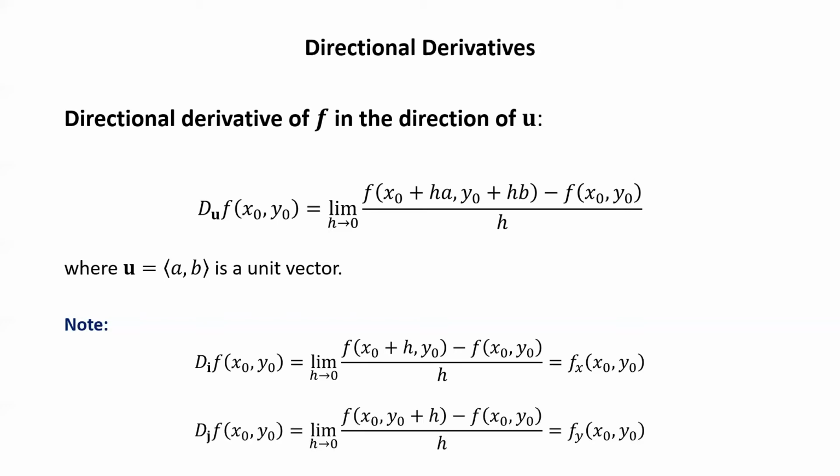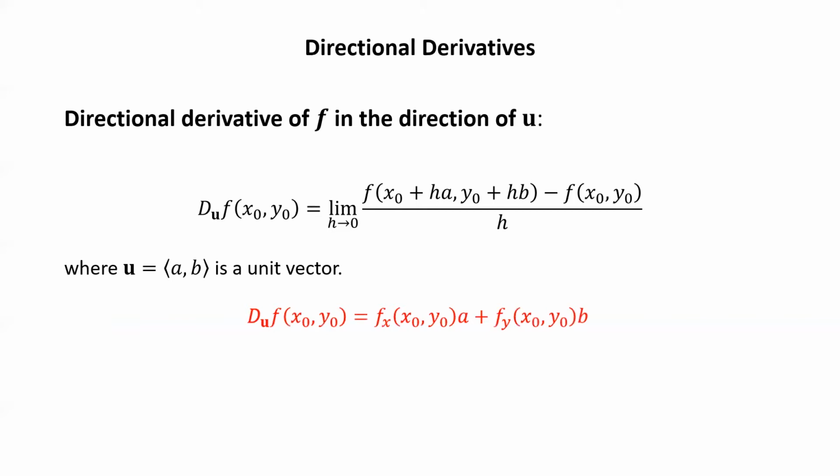Similarly, if we let the unit vector be j, then the directional derivative of a function f in the direction of j is precisely the partial of f with respect to y at x0, y0.